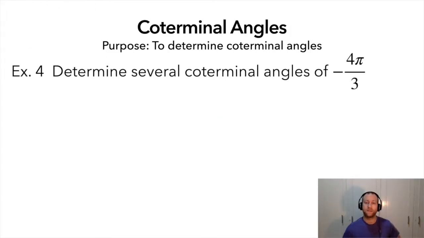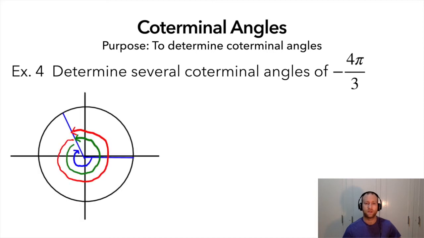Let's try this again, except now we're going to do it in radians. Looking at this, yes, I know it looks a little bit confusing at first. But first, what we've got from this is negative 4 pi over 3. So that's one of them we can do.